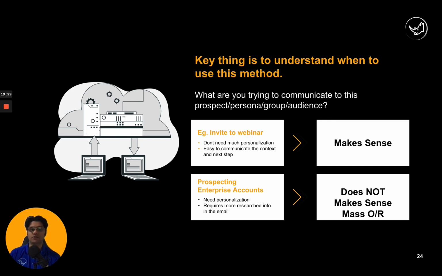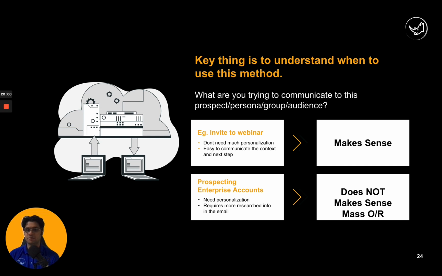I guess the key thing that you want to understand is, what are you trying to communicate to the prospect or persona or group or audience, right? Like if you're planning to invite a bunch of individuals to a webinar, you don't need personalization. It's easy to communicate the context, and the next step is very clear. It's like, hey, we're doing this webinar. You're going to learn 1, 2, and 3. If you're interested, sign up now. Here it is, right? It makes sense to use cold email outreach at scale or at mass to do that, right?